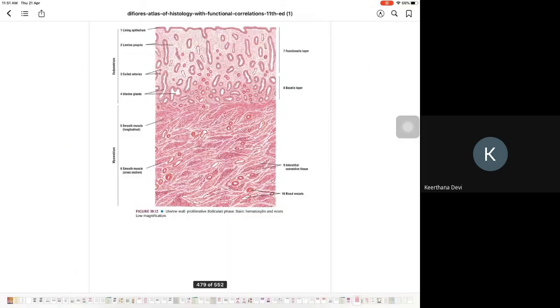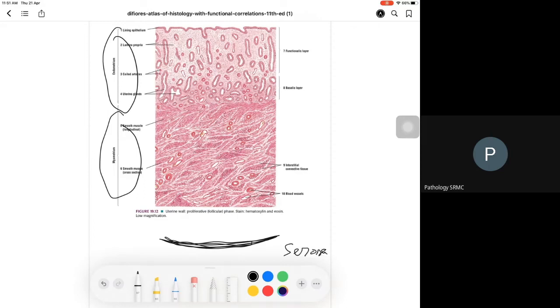Now we are done with the ovary and fallopian tube. We are coming to the body of the uterus. Uterine wall. There are 3 layers. Again, submucosa is not there in the uterus also. Okay, endometrium, myometrium, and then serosa. Endometrium has a lining epithelium, lamina propria, coiled arteries, and uterine glands. In myometrium, we see smooth muscle in longitudinal section, smooth muscle in cross section, and functionalis layer, basalis layer, and interstitial connective tissue and blood vessels.